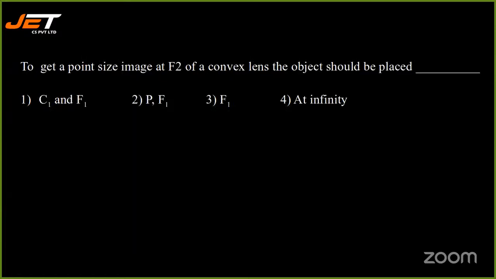Good. Next. To get a point size image at F2 of a convex lens, the object should be placed between C1 and F1, or pole and F1, or at F1, or at infinity. Which of the following options are correct?